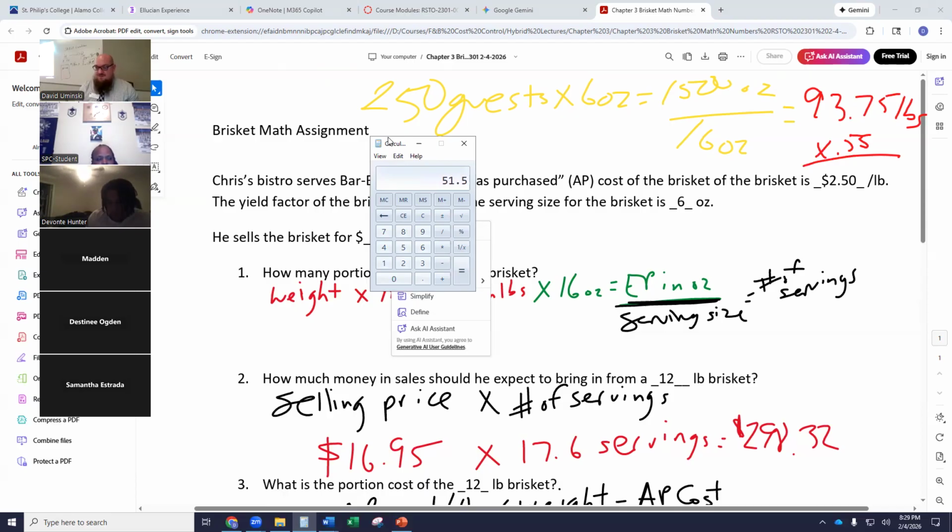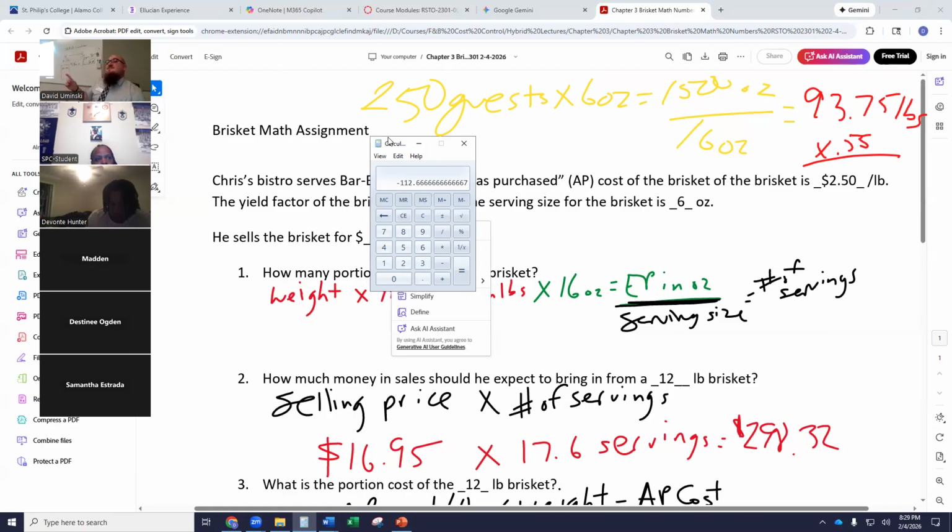51.5 times 16, right? That's the number of ounces, divided by our 6 ounces. You only get to serve 137 people. How are you going to tell 112 people, I'm sorry, I don't have brisket for you? Because I didn't take Mr. Uminski's class and I didn't learn about yield factor percentage. Don't be that caterer that runs out of food. You have to apply that yield factor. You have to take into consideration that that product is going to shrink.